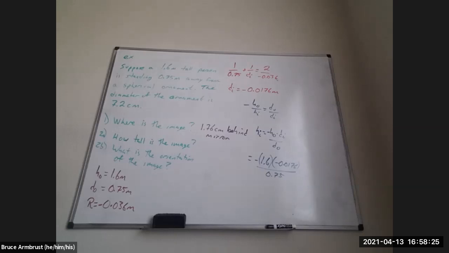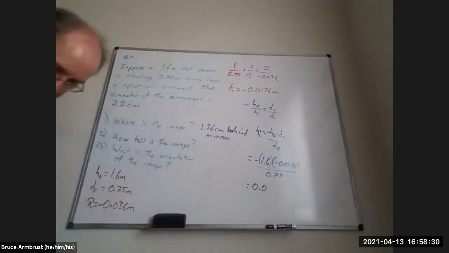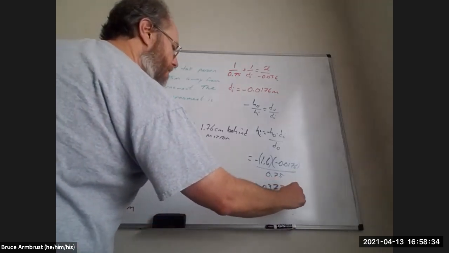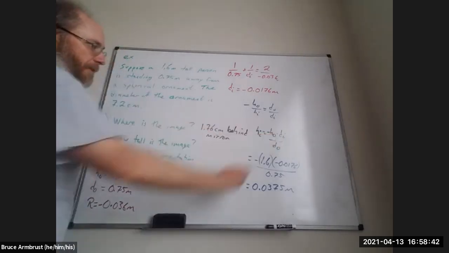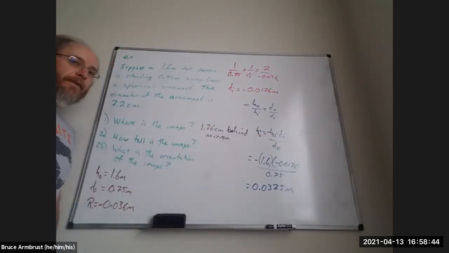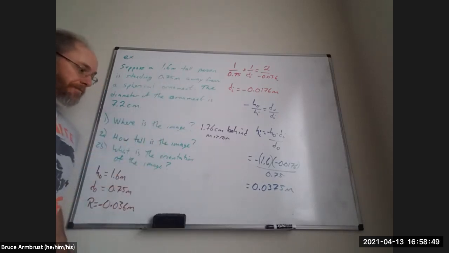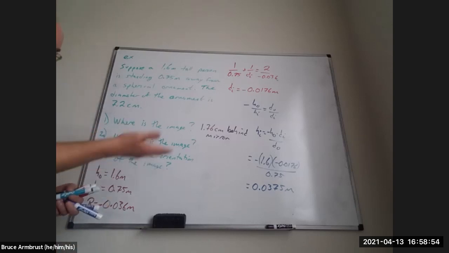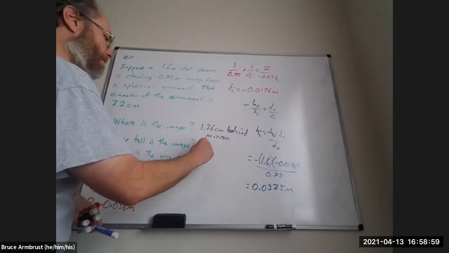All right, so we run the numbers on that, and we get 0.0375. And notice that the units are going to be meters because all of these things were in meters. So one of the meters cancels with the other, so dimensions work out. Okay, so how tall is the image? Well, it's 3.75 centimeters.